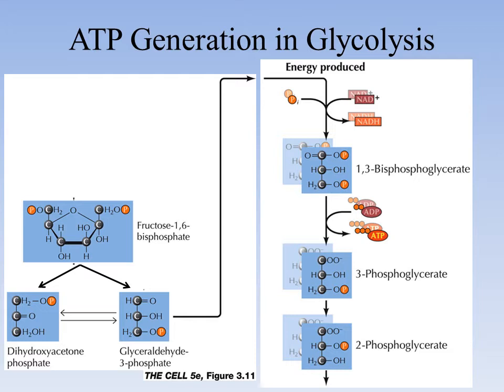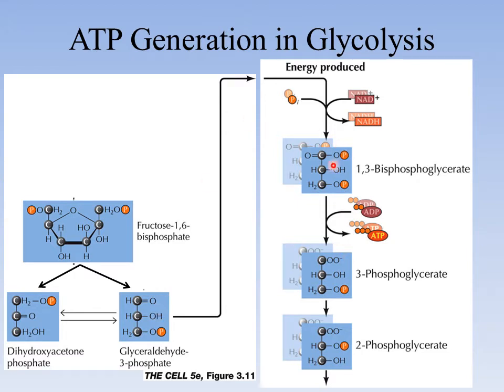Okay, so that takes us through the ATP investment stage. Now let's talk about where we're getting ATP, so how that investment of initial energy is going to actually lead to more energy in the end. So here's our ATP generation part. We start with our fructose 1,6-bisphosphate that we got from the previous reactions, and this is going to get split into 2 molecules, dihydroxyacetone phosphate and glyceraldehyde 3-phosphate. And then the dihydroxyacetone phosphate will be converted to glyceraldehyde 3-phosphate, and both of these are going to go through our energy production phase.